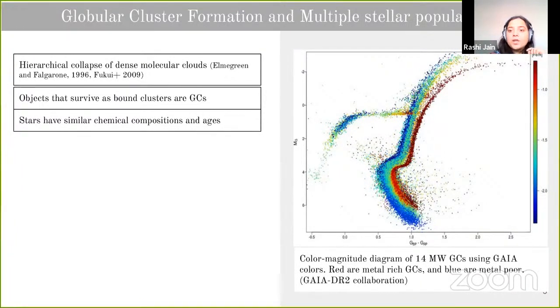chemical composition and ages. For example, here we can see the color magnitude diagram using Gaia colors for 14 globular clusters having different metallicity. The color coding represents the metallicity of the cluster. The red ones are the most metal rich, and the blue ones are the most metal poor clusters. And they form a very neat sequence of stars for a particular metallicity. So initially, when one looked at the color magnitude diagram of the globular cluster, it was evident that these are simple stellar populations.